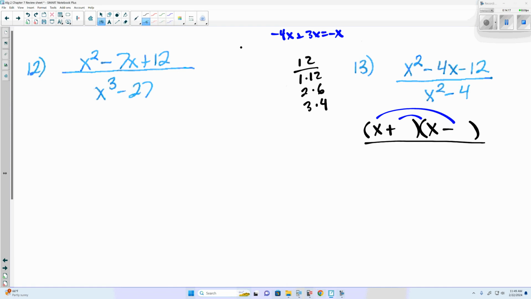2 and 6. Okay, 2 and 6. We'll put the 6 first, 2 second. And if we check this here, x times negative 2 would be negative 2x. 6 times x would be positive 6x, giving us a positive 4x. Correct number, wrong sign, so we flip the signs, which would give us the correct setup. Yes?